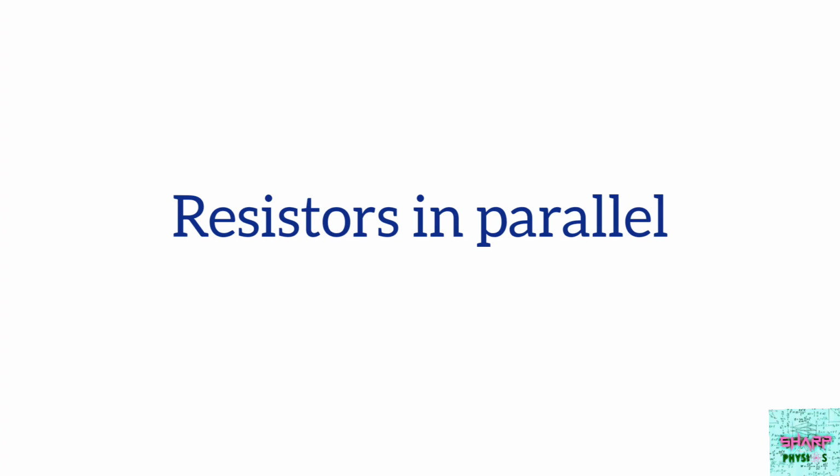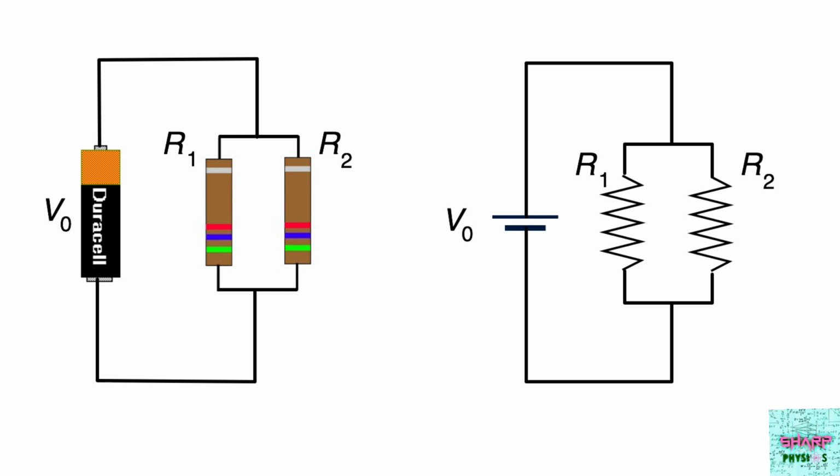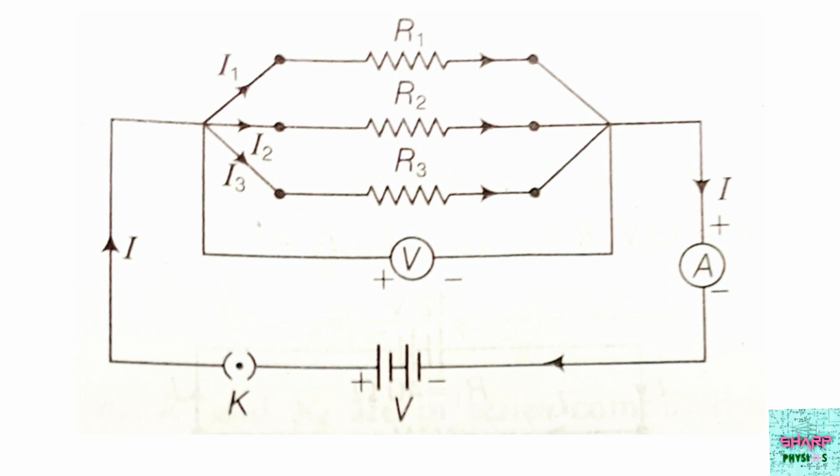Now let's see about the resistors connected in parallel. When two or more resistors are connected simultaneously between two points, then they are said to be connected in parallel combination. The electric current divides itself through the different branches. The following figure shows the connection of resistors in parallel. The voltage drop across each resistor will be equal, unlike the resistors in series.